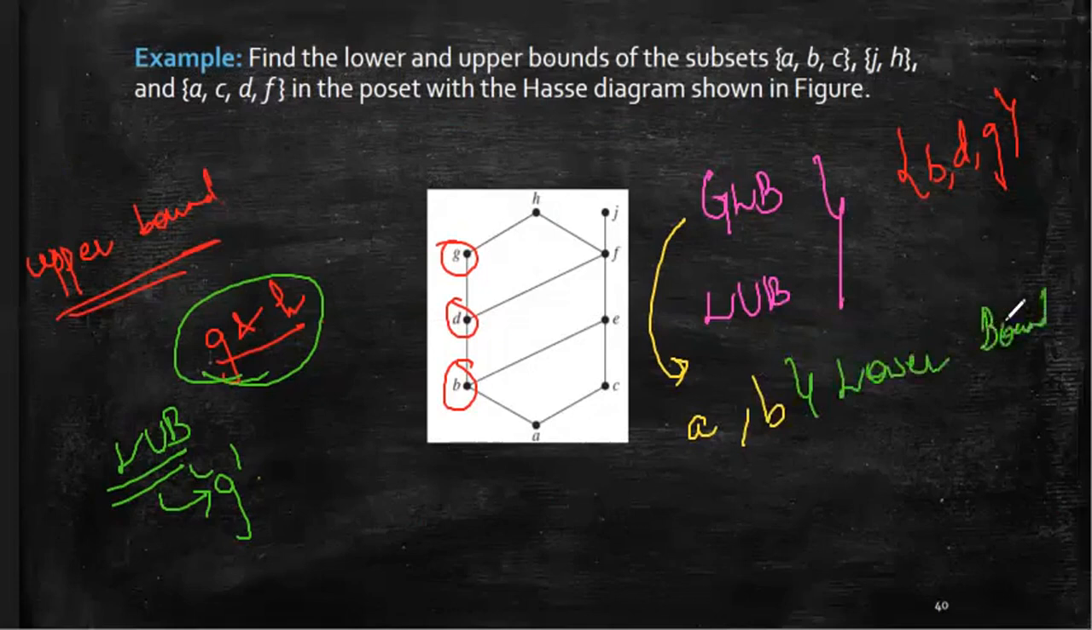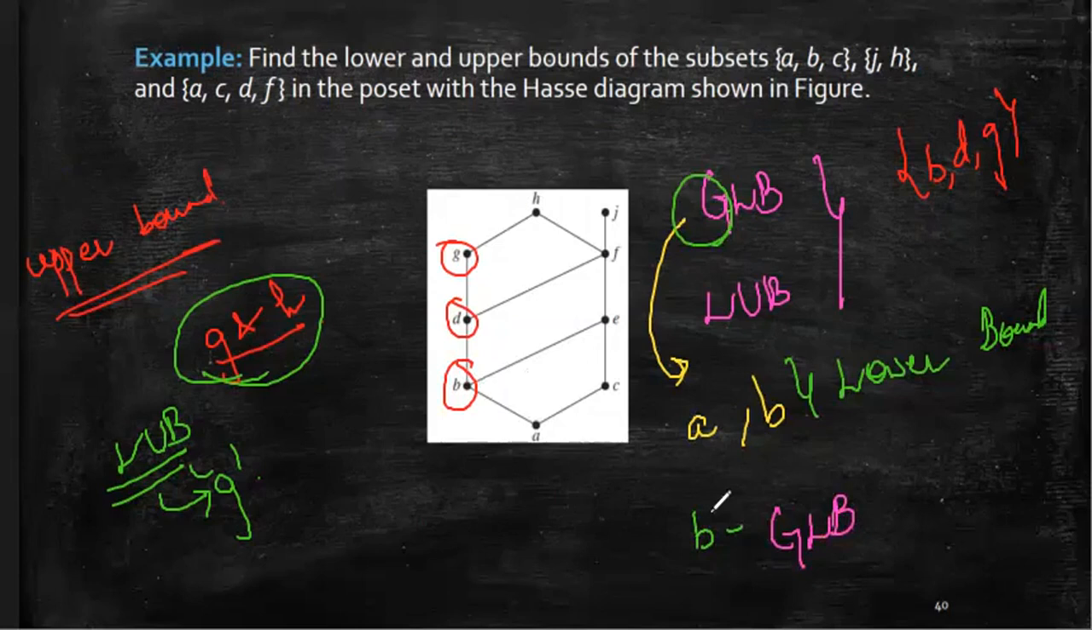Now, with respect to lower bounds, which is the greatest lower bound? So we have to see both of them and check which one is at the greater level. In this case, A is less than B, so B is our greatest lower bound. So in the case of lower bound we have to see the greatest element, while in the case of upper bound we have to see the least element. This is known as the greatest lower bound and the least upper bound.